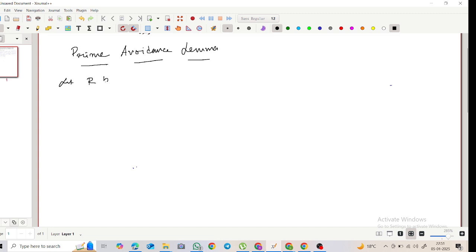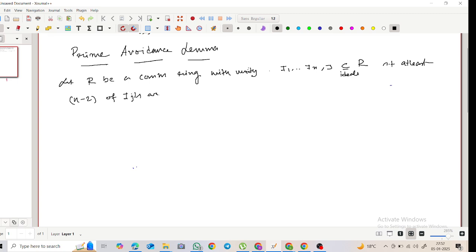Let R be a commutative ring with unity, I1 to In and J be ideals in R such that at least n minus 2 of the Ij's are prime and J is a subset of I1 union ... union In. Then J is a subset of Ij for some j.